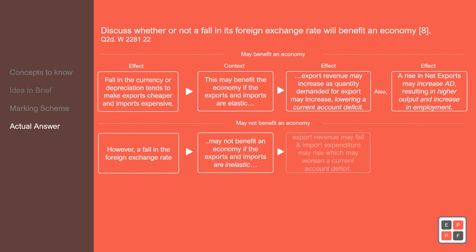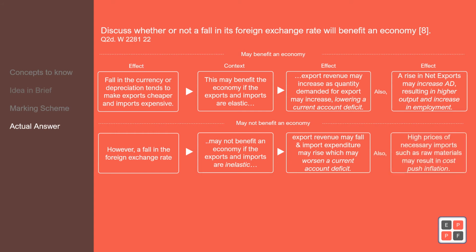if exports are becoming cheaper, export revenue may fall, because when exports are becoming cheaper and the demand does not increase, then your revenue is not going to increase, your revenue would fall. And if your export revenue is falling, your current account deficit may worsen, which is not going to help the country at all. Also, high prices of necessary imports such as raw materials may result in cost push inflation.